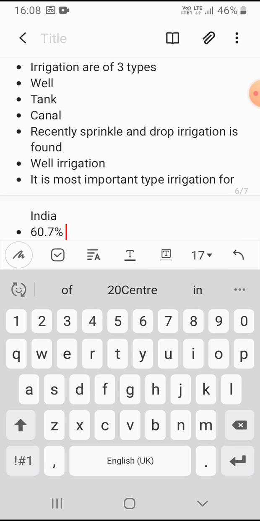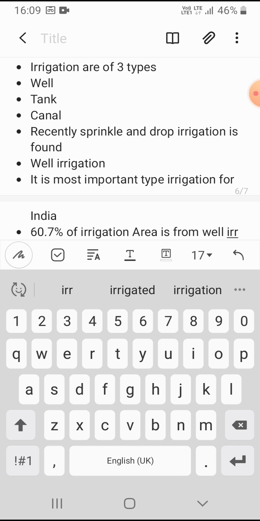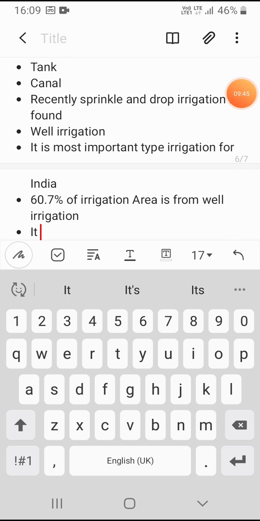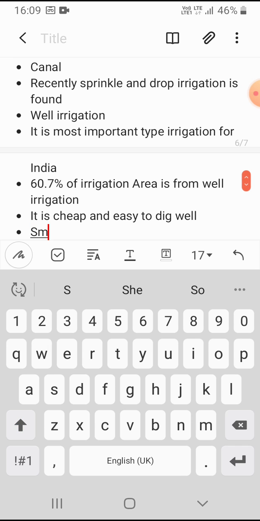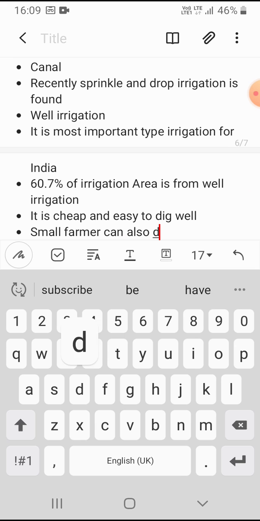60.7% of the irrigated area is from well irrigation. It is cheap and easy to dig a well, and small farmers, who do not have much money, can also do well irrigation.